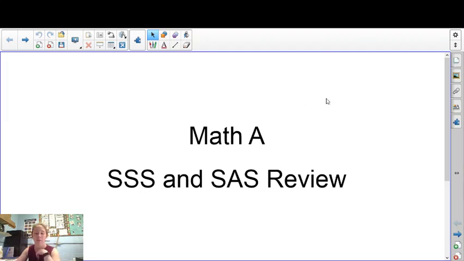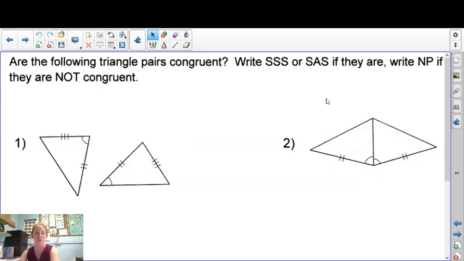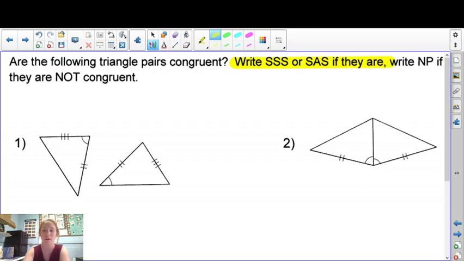We are going to talk about side, side, side, and side angle side for our review day today. Remember, side, side, side, or side angle side needs to go in that specific order. I need to have all three sides indicated, or I need to have a side followed by an angle followed by the same side. So the angle has to be in between. It tells me in my directions: write it if they are, otherwise write NP if they're not congruent. So we're not going to just leave it blank, we're going to actually write something.